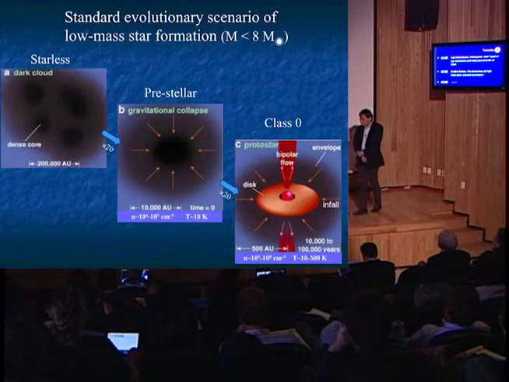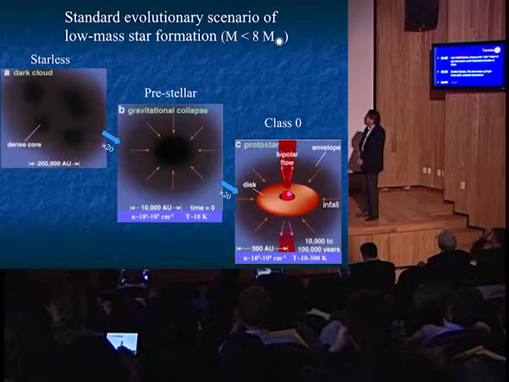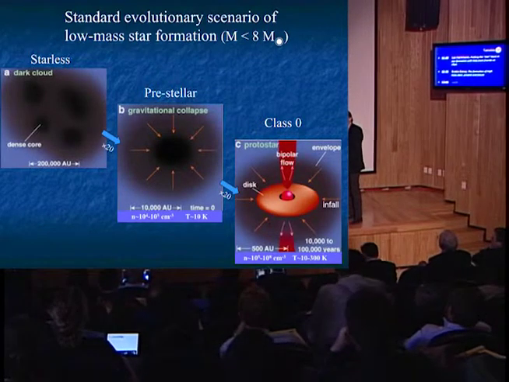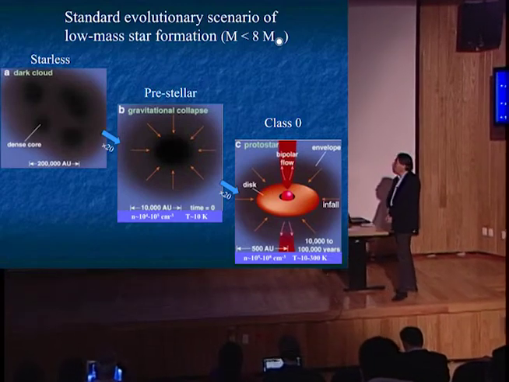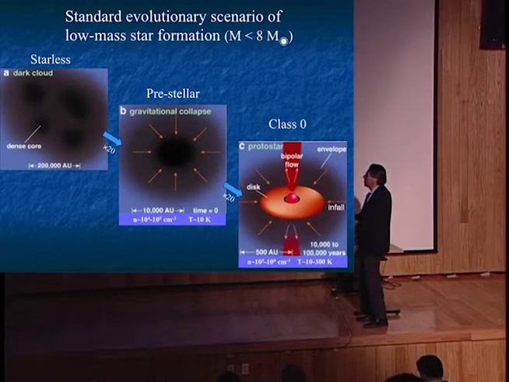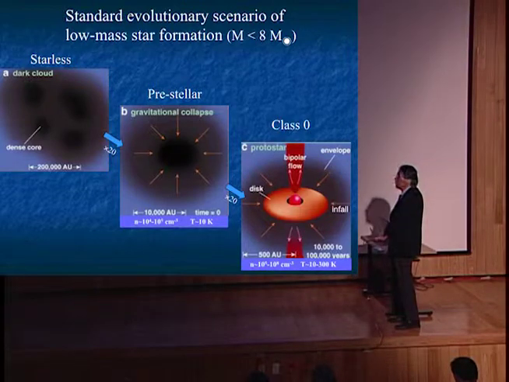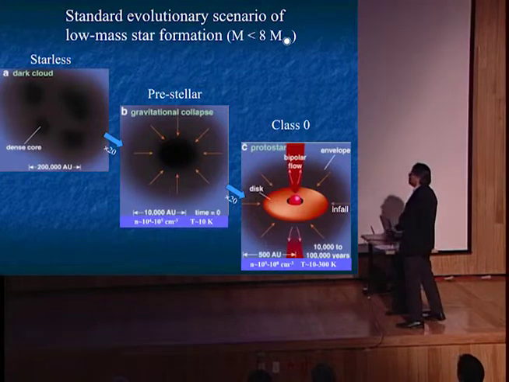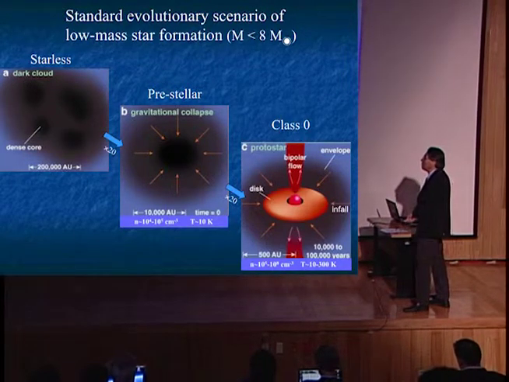So let me start with the first part of my talk, telling you, and for the non-expert in this audience, of course, what the standard evolutionary scenario for low-mass star formation is. You start from a dark cloud with a typical size of about a parsec. We have some dense core, and this we call the starless phase. Then the next evolutionary phase is the prestellar phase.